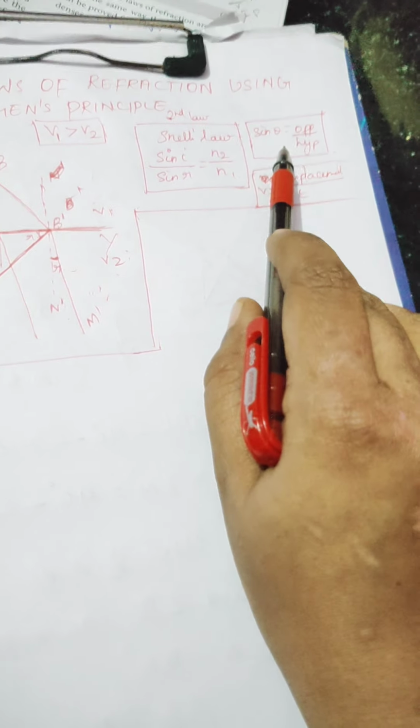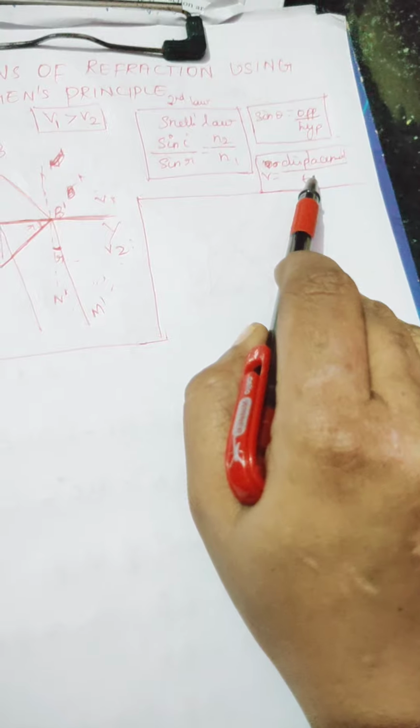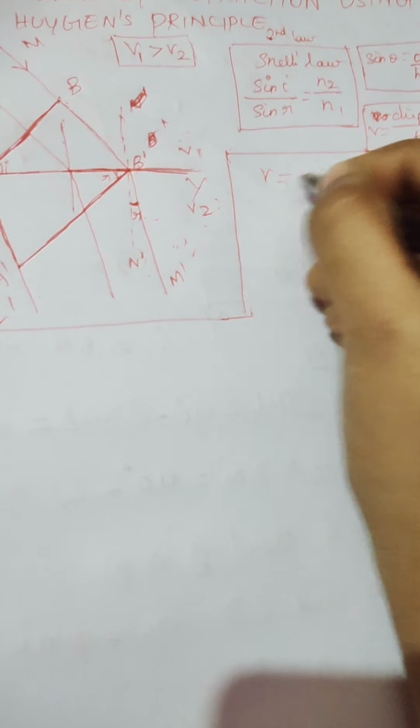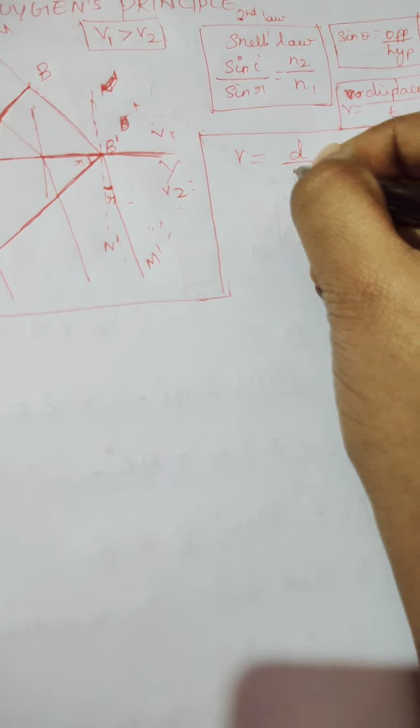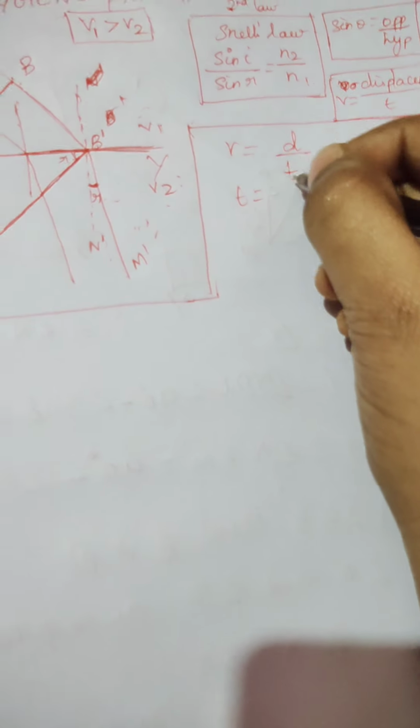We know the sine formula is opposite by hypotenuse, and the velocity formula is displacement by time. We are just going to modify this formula. Velocity is equal to d by t. First we need t only, so I am changing it to t equals d by v.